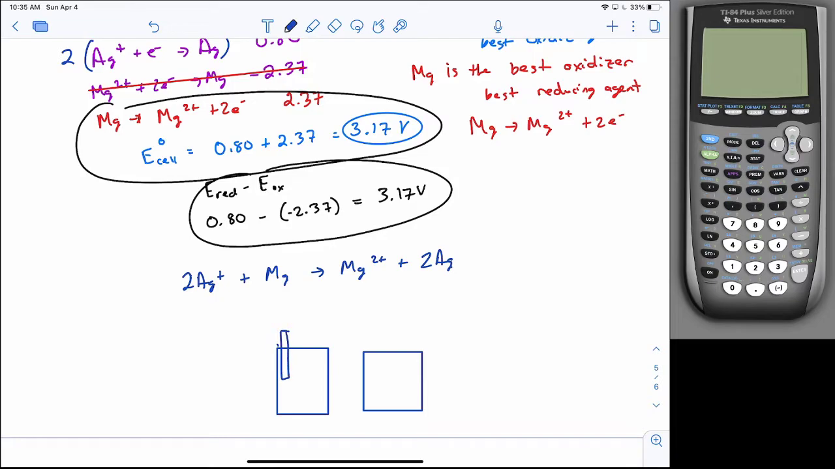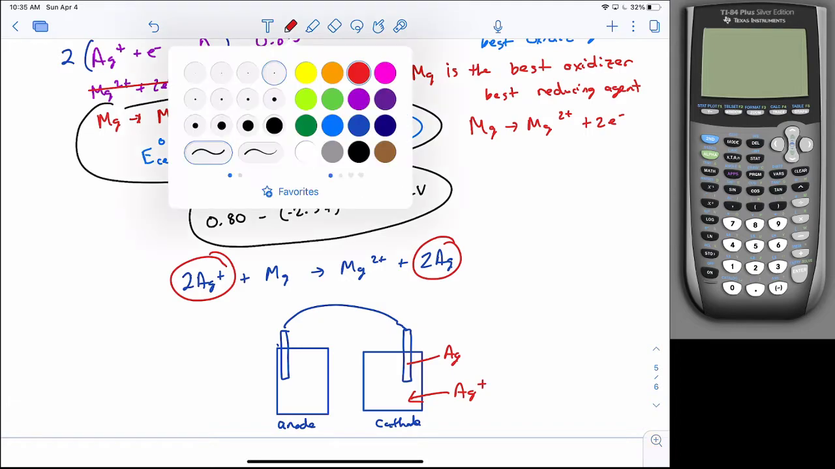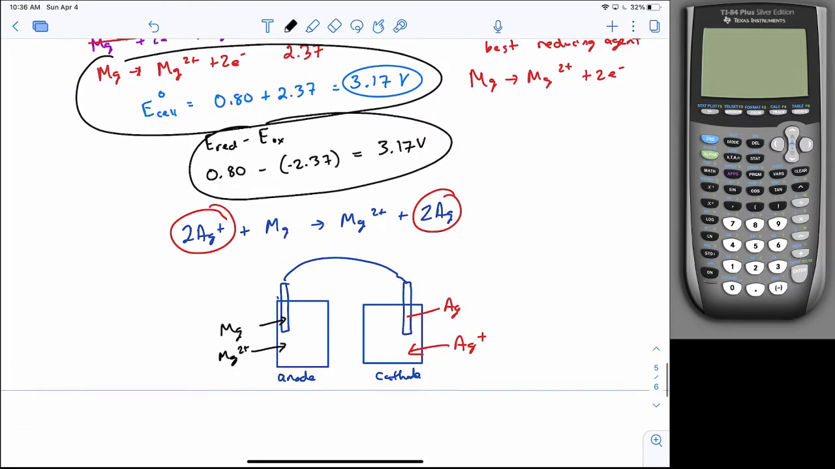Now, if you're labeling this, and we'll say this is the anode, and this is the cathode, well, silver is reducing, going from plus 1 to zero. So you would have the silver and the silver plus on the cathode side. And the Mg and the Mg2+ on the anode side. So labeling the cell may have you do that as well, because the IB might have you calculate the cell potential and then label the voltaic cell as well.